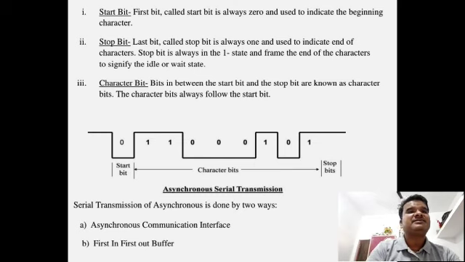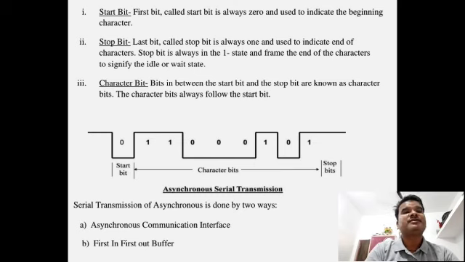The stop bit is always in the 1 state and frames the end of the character to signify the idle or wait state. The third one is the character bits. Bits in between the start bit and the stop bit are known as character bits. The character bits always follow the start bit.